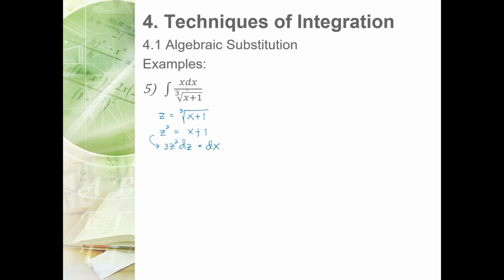So we can replace every term: the cube root of x plus 1 can be replaced by z, and your dx can be replaced by 3z squared dz. How about your x variable? Of course we can replace it by isolating x. So z cubed minus 1 is equal to x, so your x can be represented by z cubed minus 1.